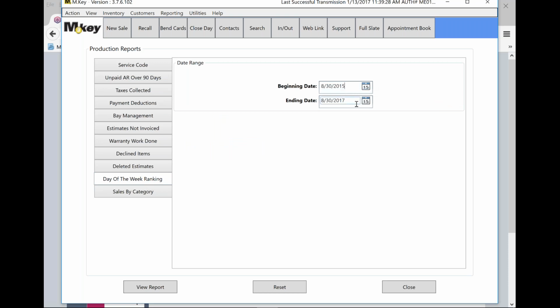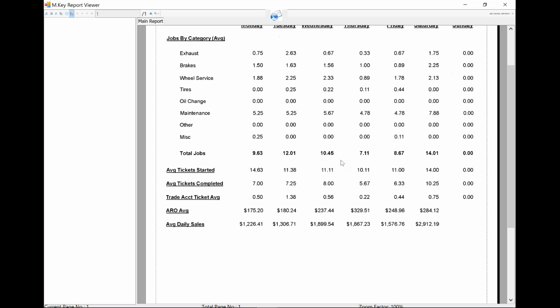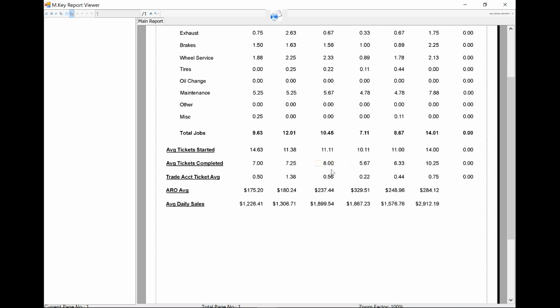I'm going to again change this to 2015. We'll try to stay in July of 2015 and be consistent. And we'll just do the entire month and view report. Several things about this that are really strong. Number one, you see we have some pretty consistent days here. We also, average tickets started tells us really what our car count was by the day for that entire month.